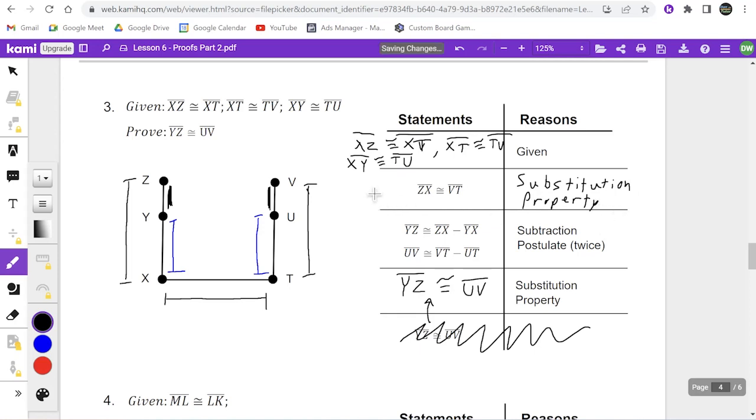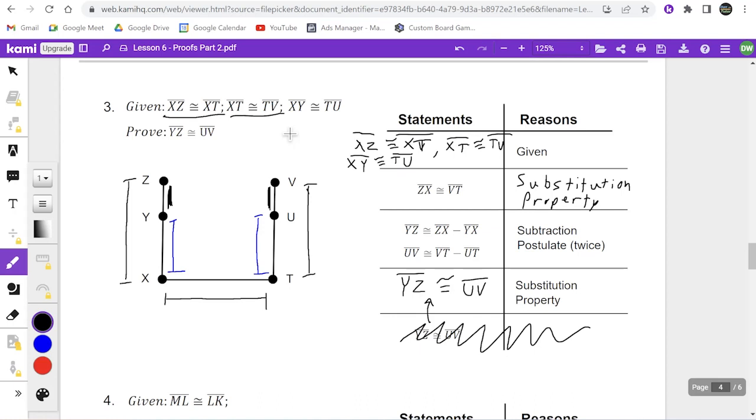And why is it substitution? Because I'm substituting, look here, XZ and XT. Well, remember, XZ and ZX are the same thing. I don't know why I wrote it backwards. But XZ is congruent to XT. XT is congruent to TV. Therefore, XZ is congruent to TV. And I know I have it backwards, but I think it's pretty clear based on the picture.